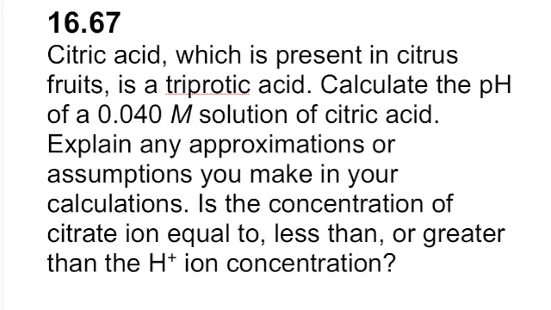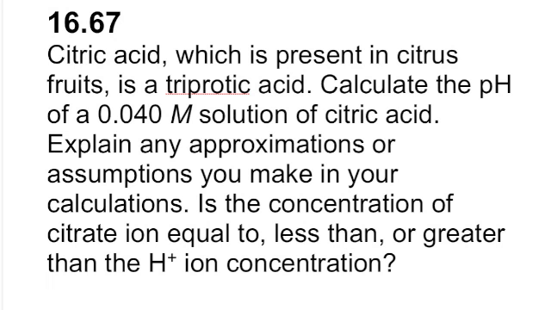Here's question 16.67, and this question deals with citric acid, which is present in citrus fruits, and it's a triprotic acid, meaning it has 3 H plus ions available. The question says calculate the pH of a 0.040 molar solution of citric acid and explain any approximations or assumptions made in the calculations. Additionally, is the concentration of citrate ions equal to, less than, or greater than the concentration of H plus ions?